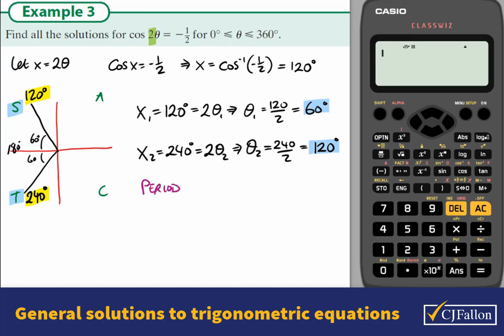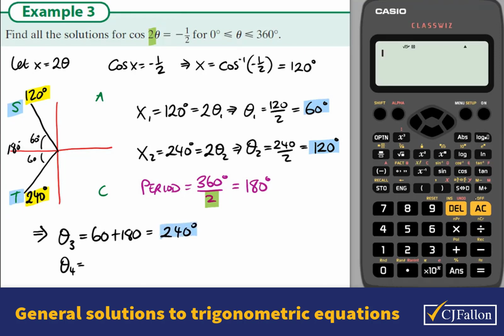Now we know that the period of this function is 180 degrees, 360 divided by 2. This means the function repeats itself every 180 degrees. So we'll find another solution if we add 180 degrees to 60 degrees. That's 240 degrees. And we'll find a fourth solution if we add 180 to 120 degrees, 300 degrees. Now we've discovered these in the earlier method, and we could use a calculator to check that each of these is correct.